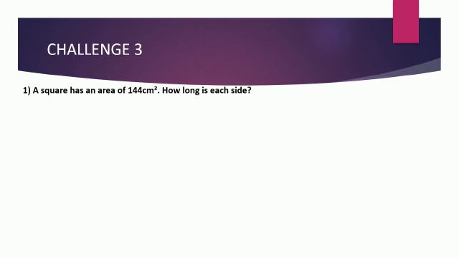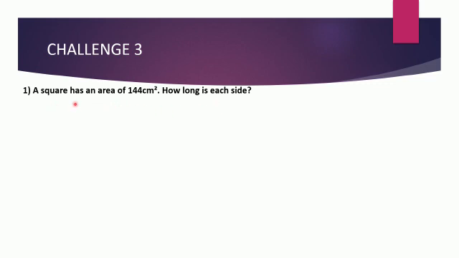Part 1. A square has an area of 144 centimeter square. How long is each side? Now you can understand the area of the square is given, that is 144 centimeter square. Now you have to find out the length of each side. Before this, the side was given and we had to find out the area of the square. But now the area is given, we have to find out the length of each side.